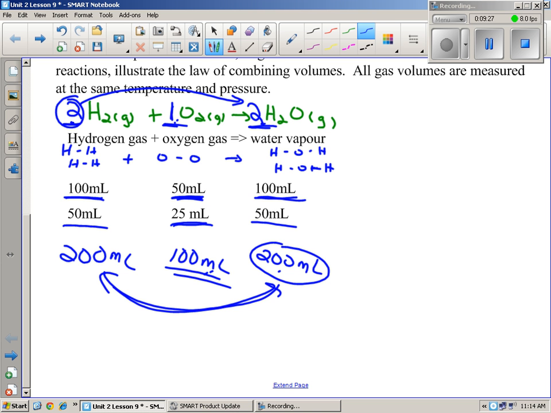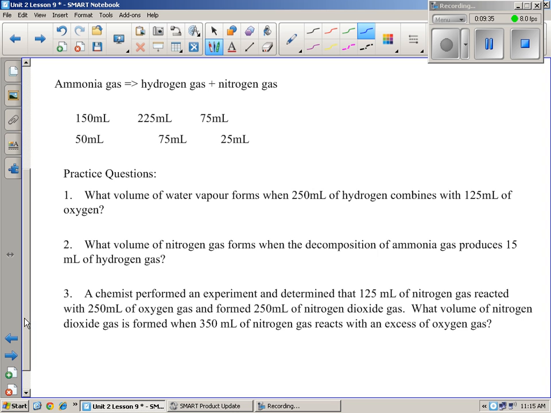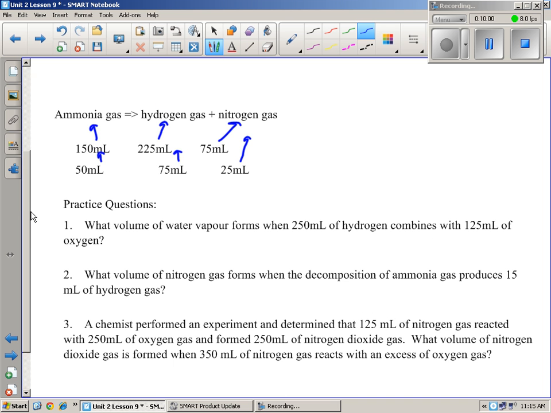All right? So, we'll look at another example here, and I'll show you something else you can do based on this stuff here. Yours are lined up a lot better. Mine didn't. So I'm just going to put some arrows here. Like I said, mine didn't line up as well as yours did. Ammonia gas gives you hydrogen gas and nitrogen gas. This would be called a decomposition reaction, which we'll look at in Unit 4, simple decomposition.